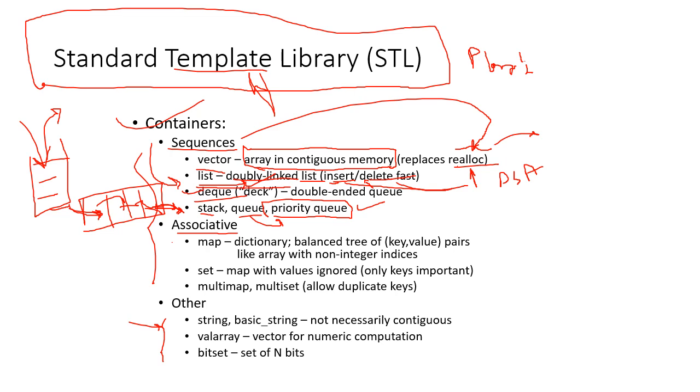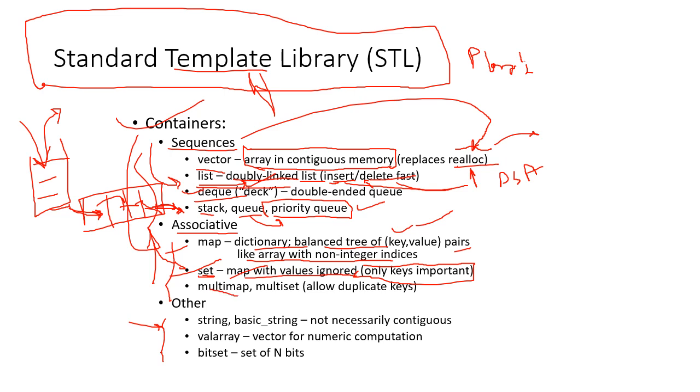Then associative has three types: map, set, and multimap. So what is map? A dictionary, a balanced tree of key-value pairs, like an array with non-integer indices. The next is set, a map with only values, so only the key is important. That is how this container of the standard template library is used as associative in the form of set, and its use is written here.